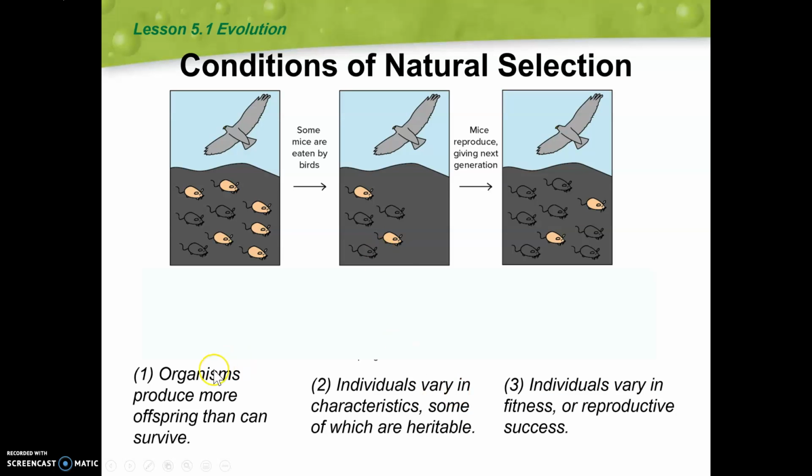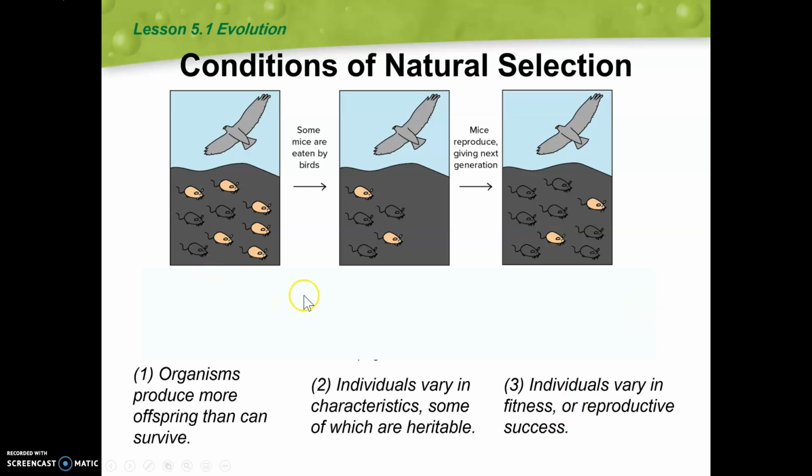So let's talk about some of these conditions. The first condition here: organisms produce more offspring. The organisms that produce more offspring are going to be the ones that are surviving and passing those traits on. Individuals vary in some characteristics, which are heritable. So that means things like hair color, eye color. And then finally, individuals vary in fitness or reproductive success.